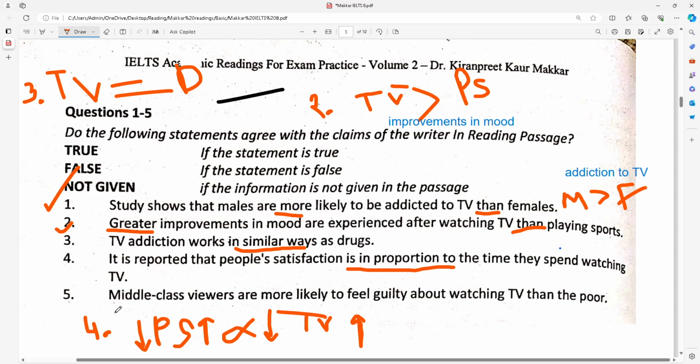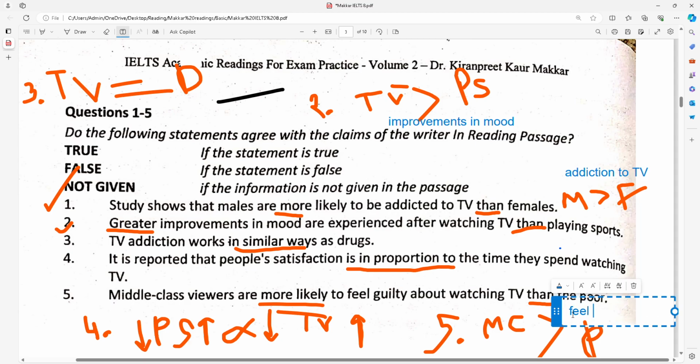Now let's see. Middle class viewers are more likely to feel guilty about watching TV than the poor. Again they are talking about comparison. So all these 5 questions are based on comparisons. So let's say 5th question is also a comparison based question where they're comparing middle class viewers with poor people, and they're saying middle class people are the people who feel guilty. So the comparison ground is feel guilty. So this is a wonderful reading to help us understand comparison based true false not given questions.